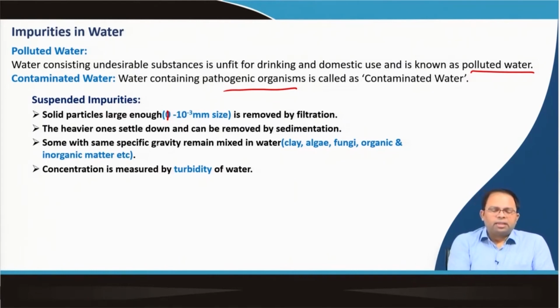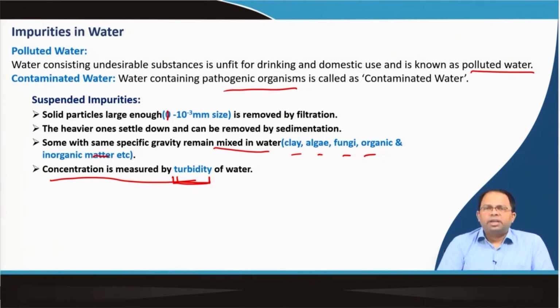Some of these particles could actually settle down because of their own weight. That means, because their specific gravity is higher than that of water, if we just keep it in a particular space, they will actually separate. But in some cases the specific gravity is not that high for some of these particles, and they will remain mixed with water, such as clay, algae, fungi, and some amount of organic and inorganic matter. And the amount of these suspended impurities could be measured by the turbidity of water. So, if we can measure the turbidity of water, we can understand the total amount of suspended impurities in it.